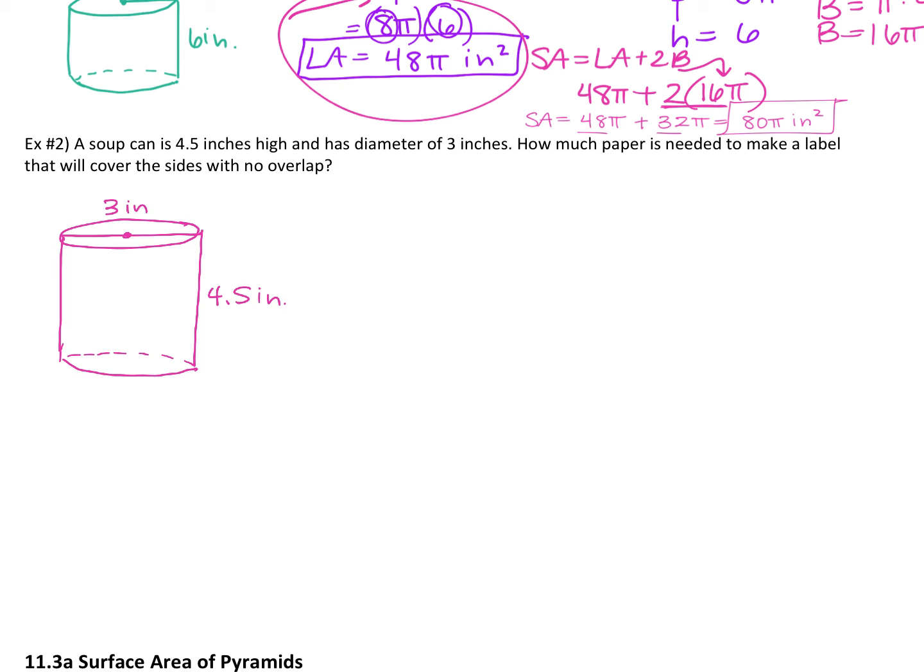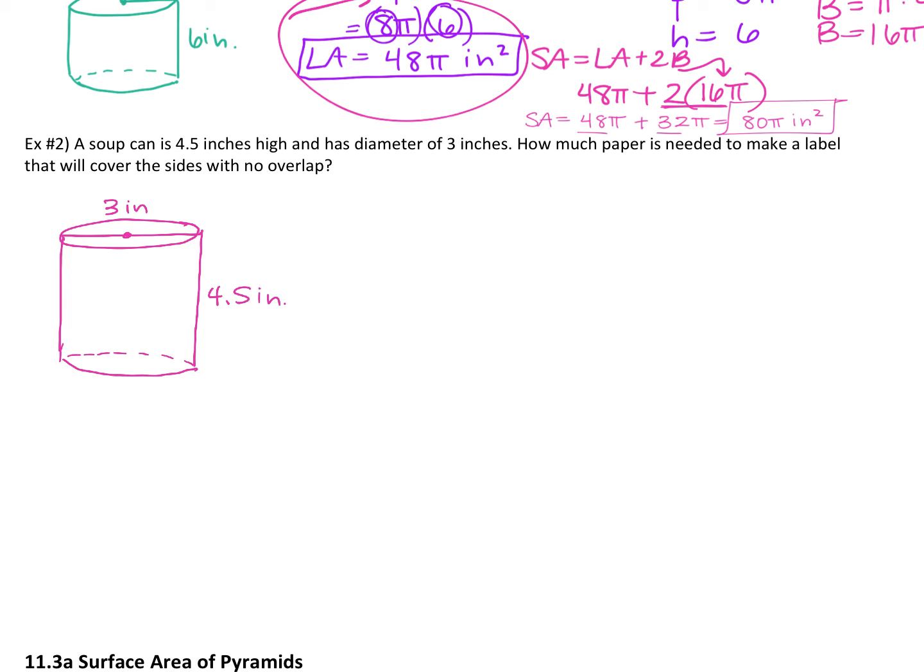Now read the question. How much paper is needed to make a label that will cover the sides with no overlap? What are you finding? Surface area of just the bottom part, and not like the... away because the bases are gone. There's no paper on the top and bottom of a soup can, right? It's just wrapping around. So you're finding lateral area right now, okay? So do that. Set this up, see if you can solve for the lateral area for me, and then we'll talk it through.